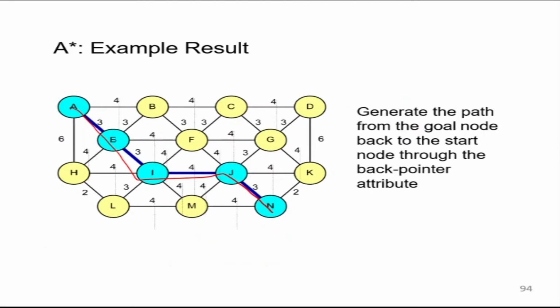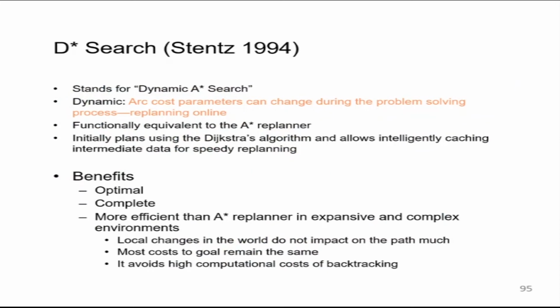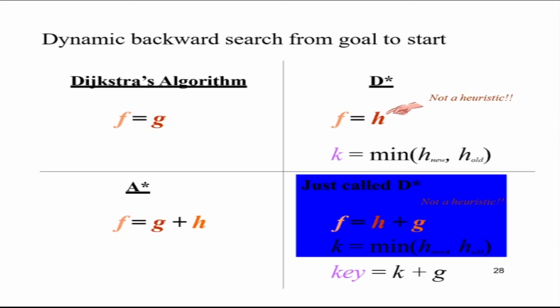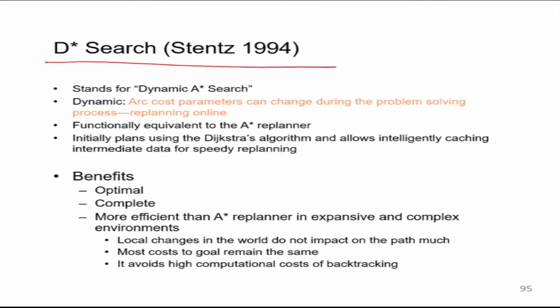Now the next thing that we need to look at is D star. As I mentioned, D star basically stands for dynamic A star. In dynamic A star, our cost parameters can change during the problem solving process. So replanning can be done online. Say for example, there is some place where there's an obstacle. Then you can replan that area very quickly.